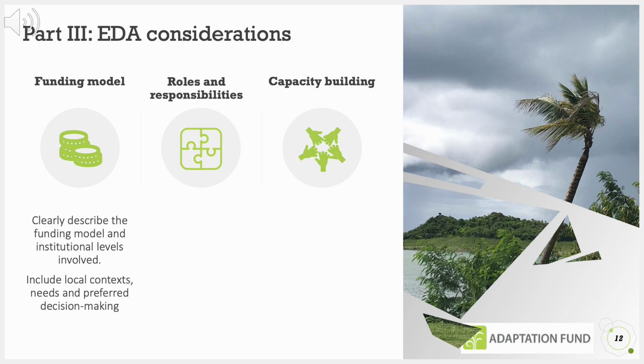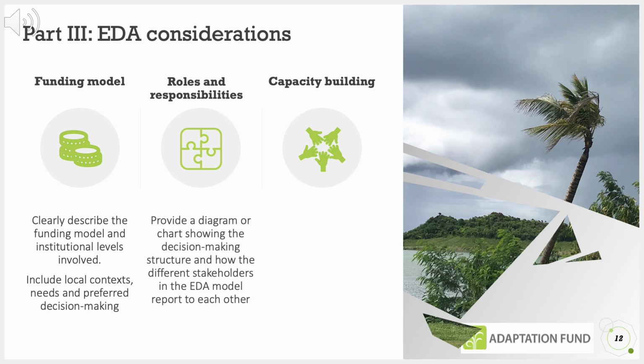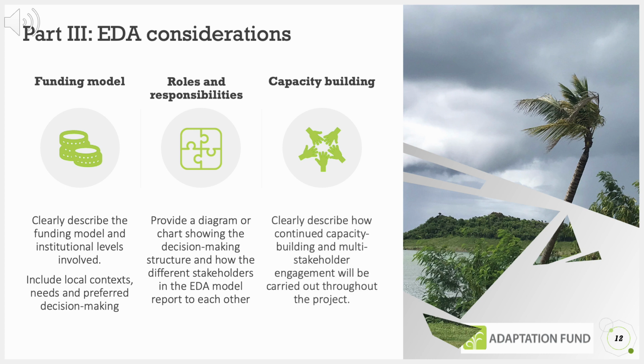It is recommended that the roles and responsibilities of the implementing entity, as well as any stakeholders, are shown in a diagram or chart of the decision-making structure and how the different stakeholders in the EDA model report to each other. Implementation arrangements should include a description of how continued capacity building and multi-stakeholder engagement would be carried out throughout implementation.